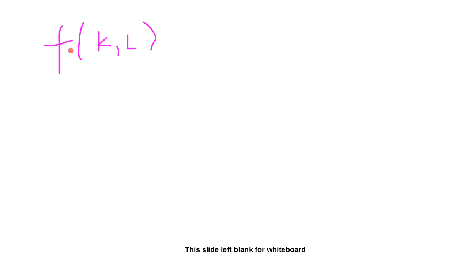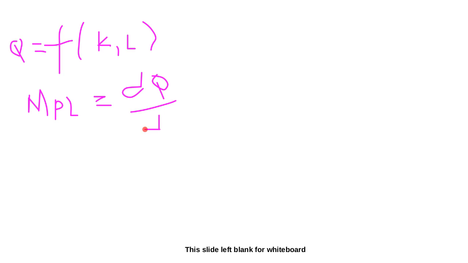We have the production function given as F of K, L. When you are given this production function, we assume that output Q is given by capital and labor. So when we are talking about the marginal product of labor, MPL, we mean the change in output that is brought about by the change in labor.